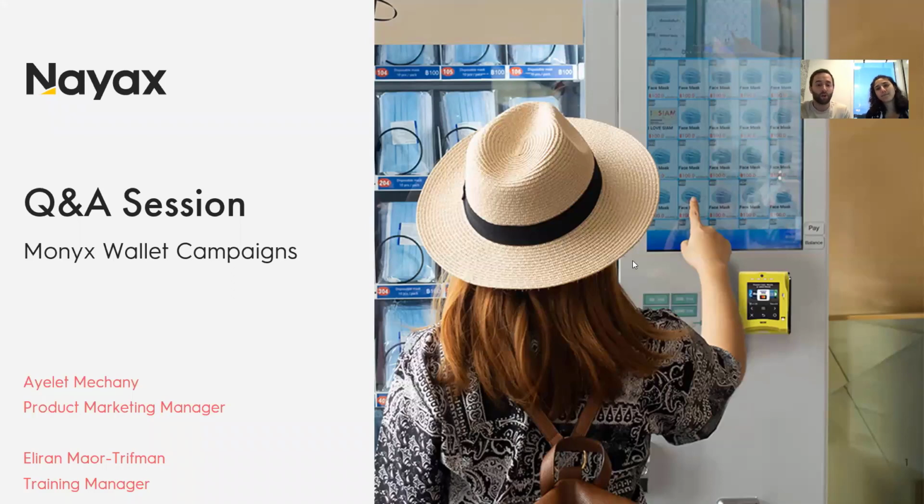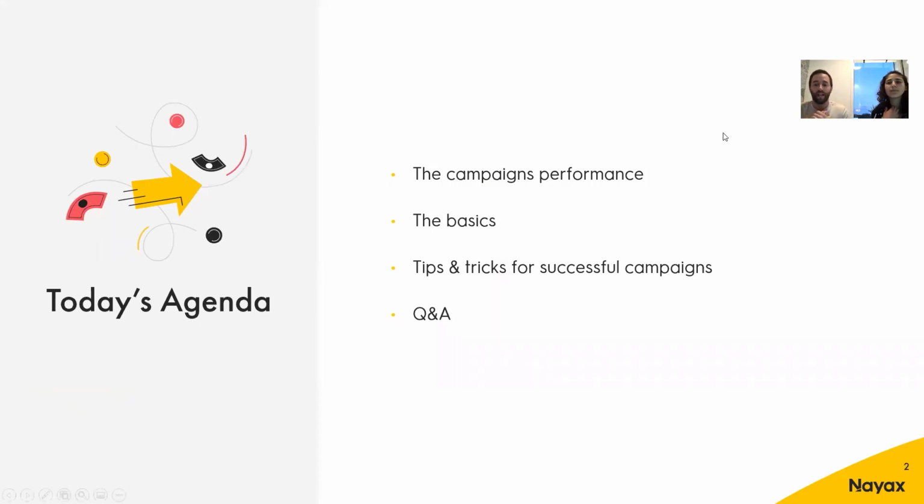And today we're going to go over some of the basics and the advanced features of campaign creation in Monyx Wallet in order to help you and give you all of the relevant information that you need to support your campaigns. So we're going to go over a few things today, and of course you're going to get both the recording of this session, and you're also going to get the presentation as well.